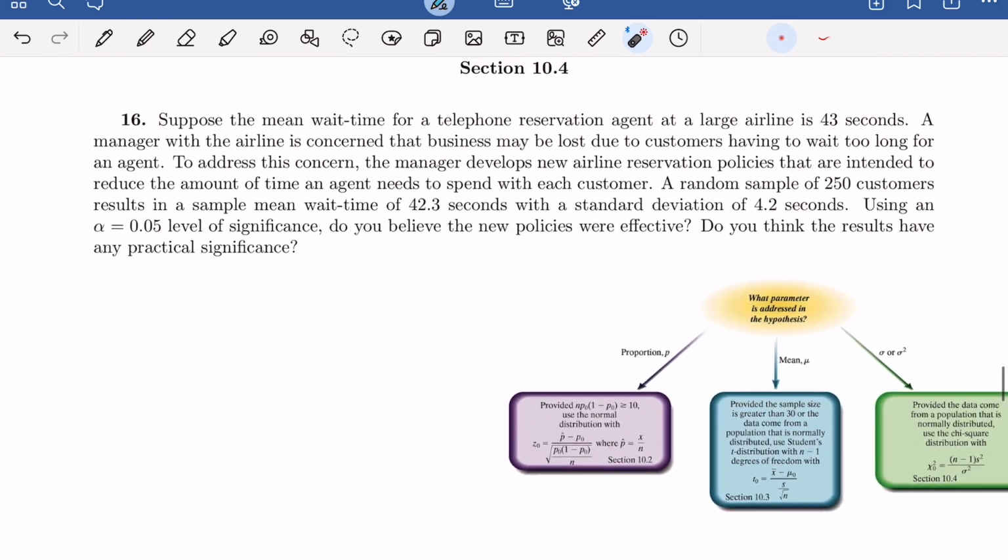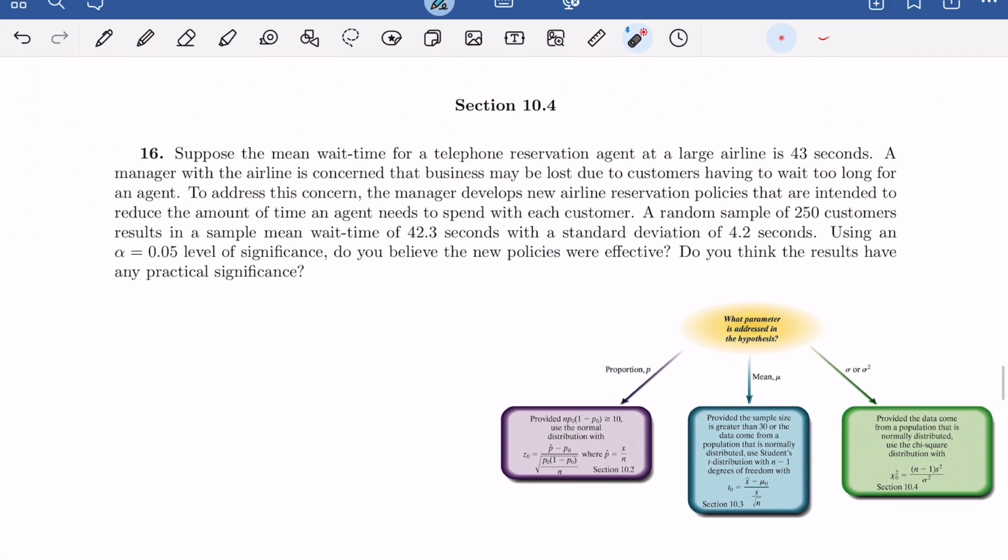Okay, so with that, let's look at this example. So suppose the mean wait time for a telephone reservation agent at a large airline is 43 seconds. So a manager is concerned that business may be lost due to customers having to wait so long. So to address this concern, the manager develops a new airline reservation policy that is intended to reduce the amount of time an agent needs to spend with each customer. So we have a random sample of 250 customers with a sample mean of 42.3 seconds and a standard deviation of 4.2 seconds. So using this level of significance here, do we believe the new policies were effective, and do you think the results have any practical significance?